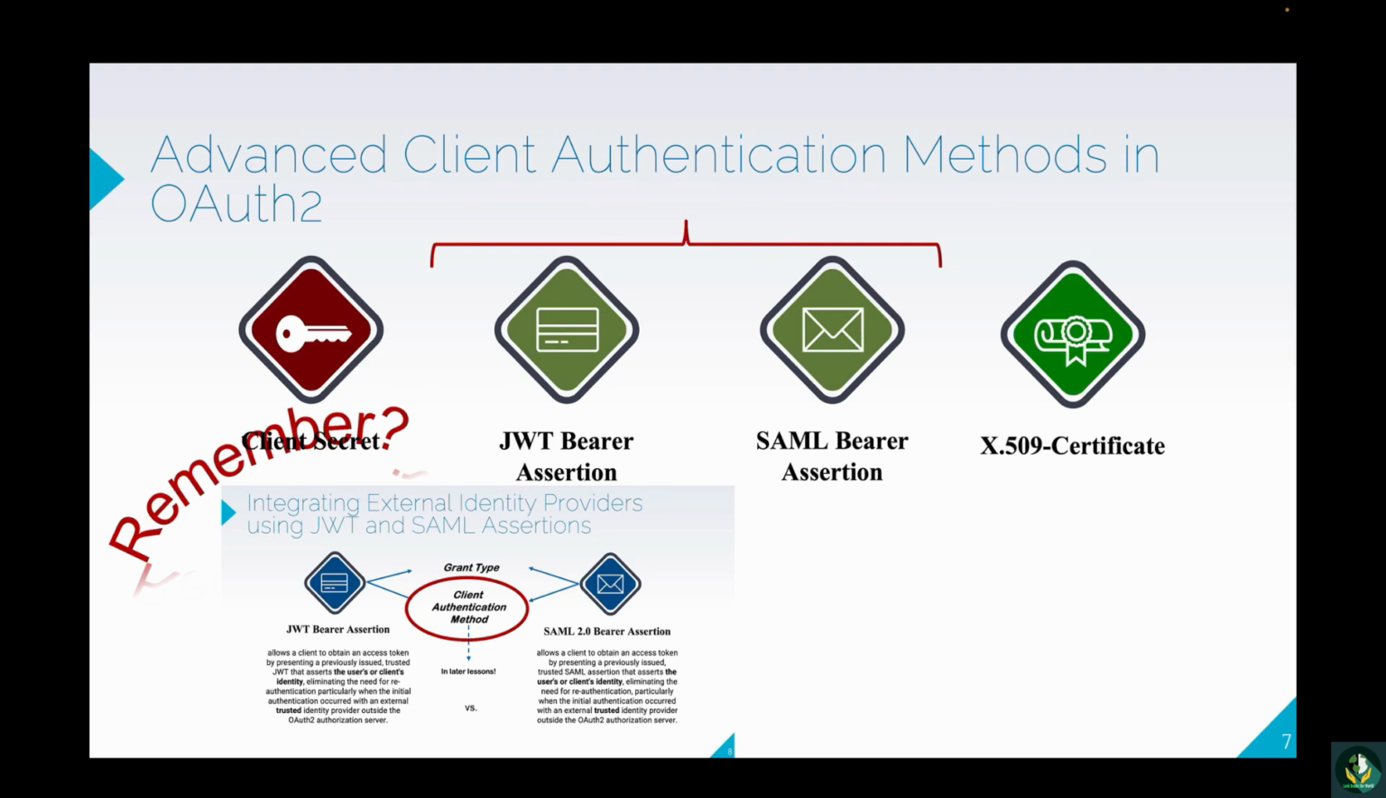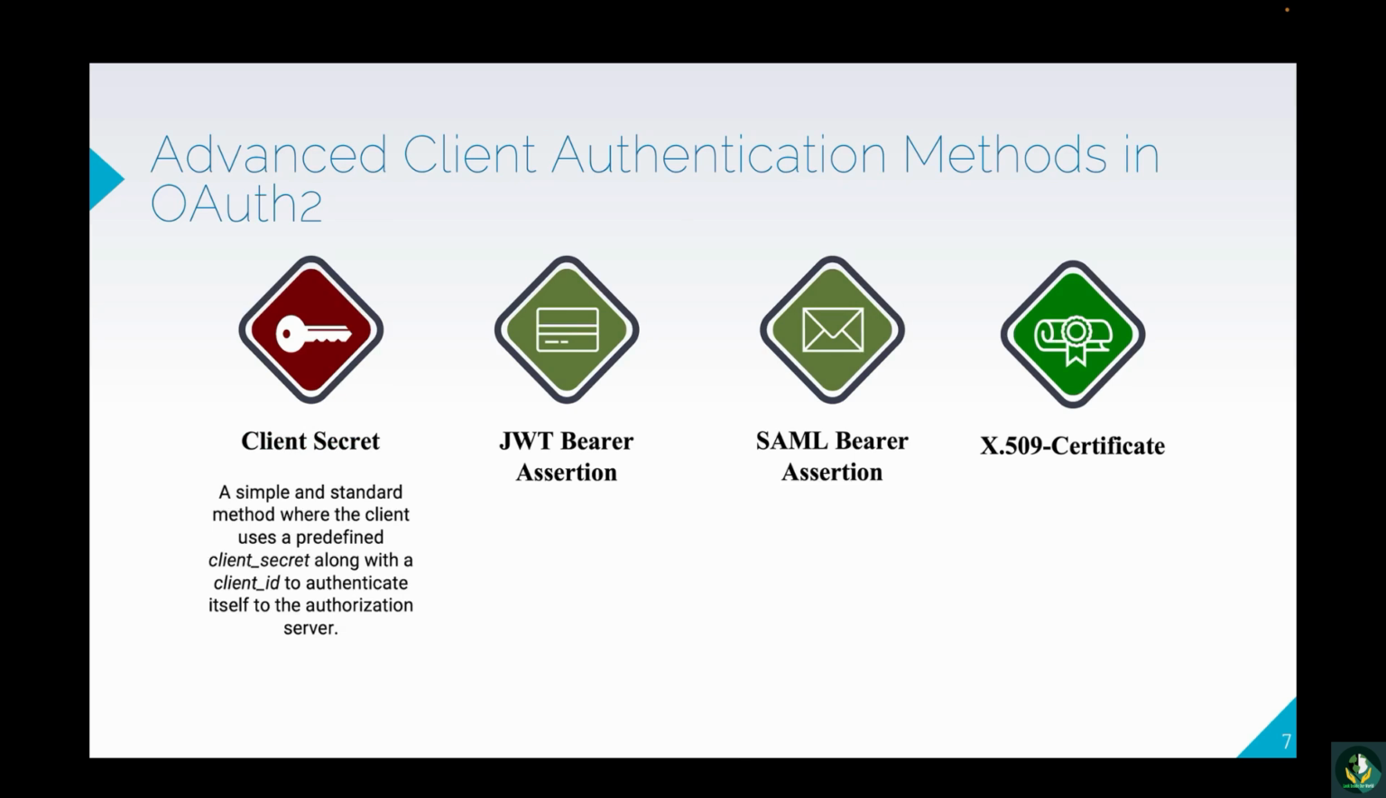We already covered these as grant types, and here we will explore them again, but now as client authentication methods. In simple terms, the client secret is a basic and standard method where the client uses a predefined secret, like an application password, to authenticate itself.